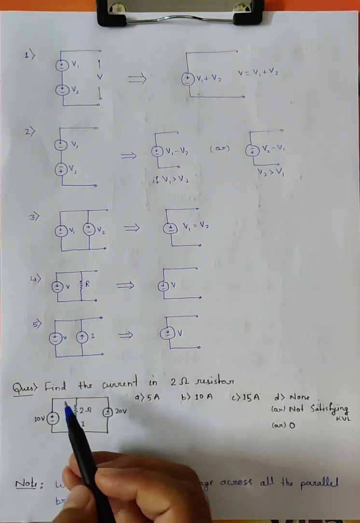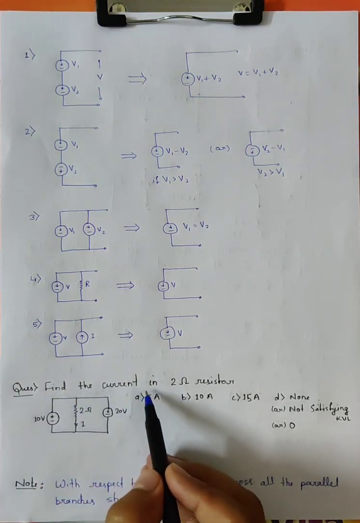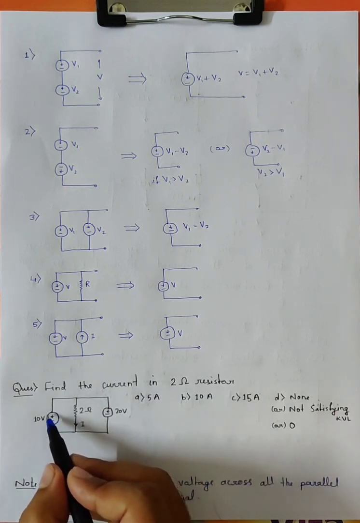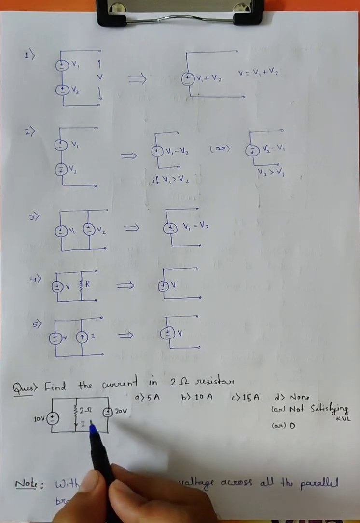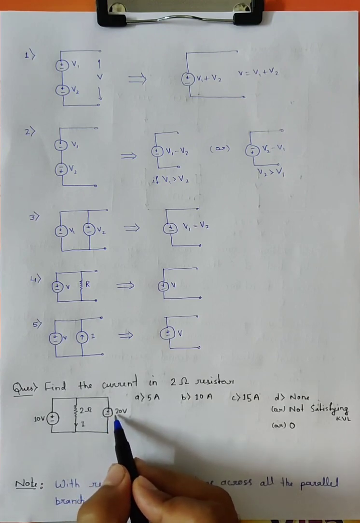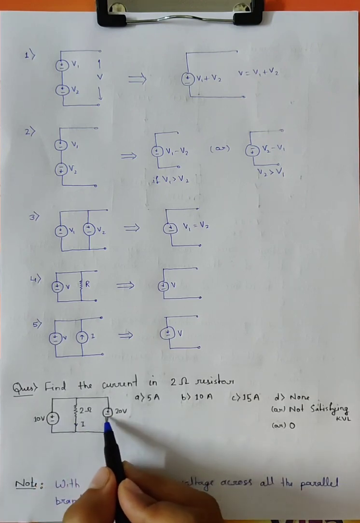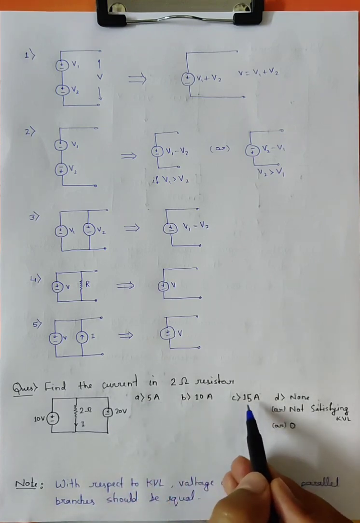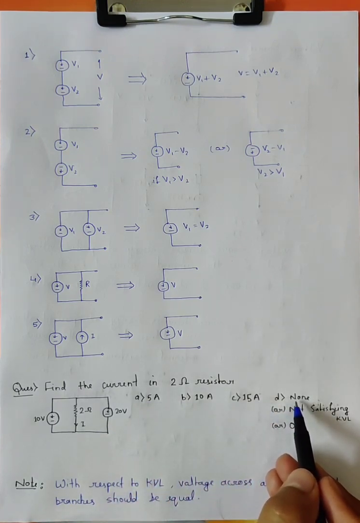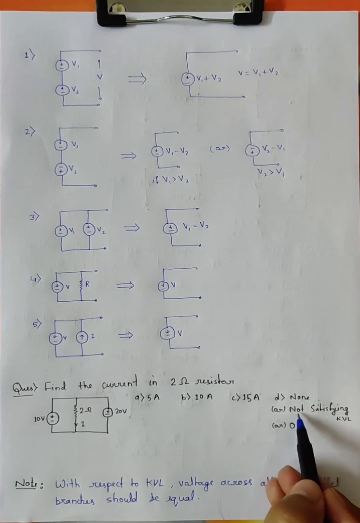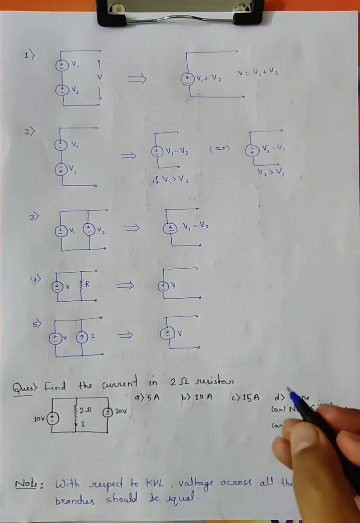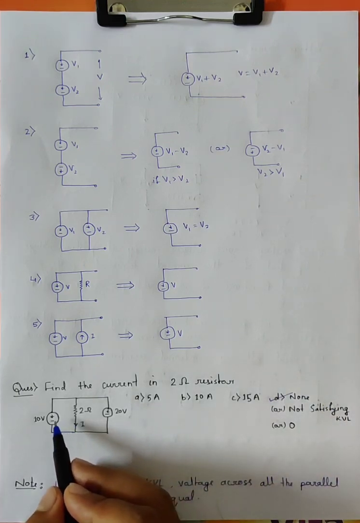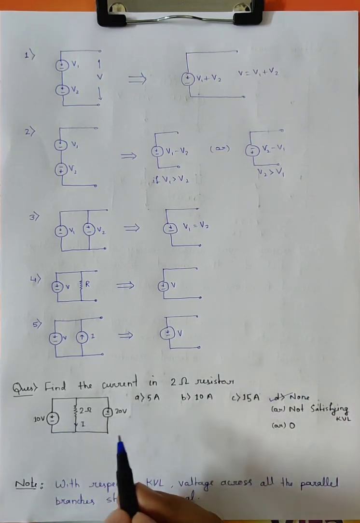Let's take a question. Find the current in 2 ohm resistor. This is the 2 ohm resistor. This voltage source is 10 volts. This voltage source is 20 volts. All of these three are connected in parallel. Options are 5 ampere, 10 ampere, 15 ampere, or none. Or we can say not satisfying KVL or 0. The correct answer is D, none. Because this circuit is not satisfying KVL.